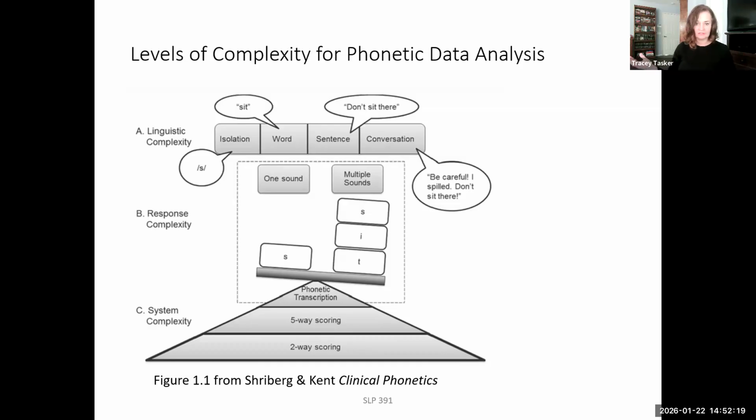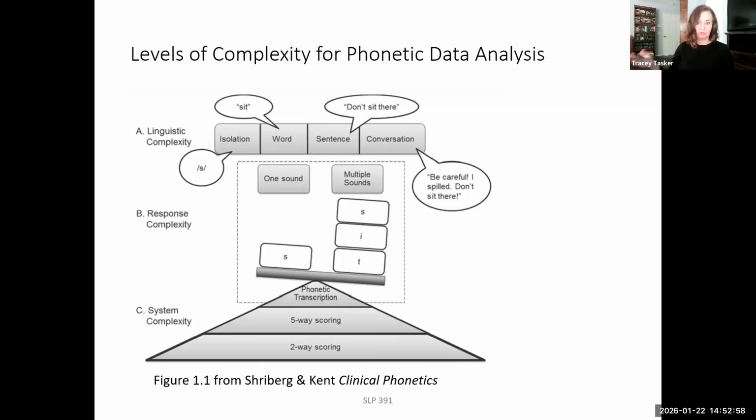Let me hear you say this sound, for example. Or we may be listening to how they produce that sound in a word. So let me hear you say sit. And how does it differ if they're producing it in a different position of a word? Let me hear you say, let's see, hats, to see if it's produced differently at the end of a word versus the beginning of a word. We may be listening to it not just one word at a time, but we may be listening to it in a sentence. Does their production get less accurate the longer the production that they're trying to produce?